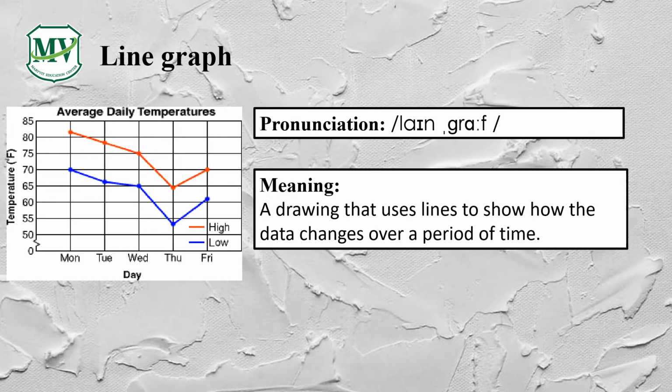Please repeat the word after me. Line graph. Very good. A line graph is a drawing that uses lines to show how the data changes over a period of time.